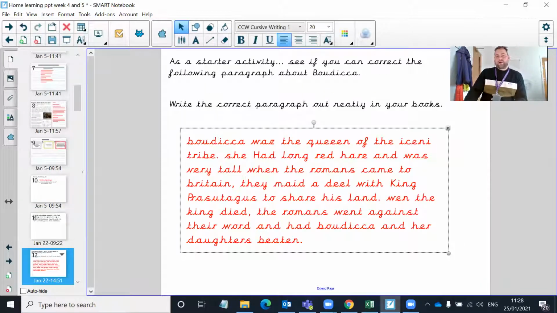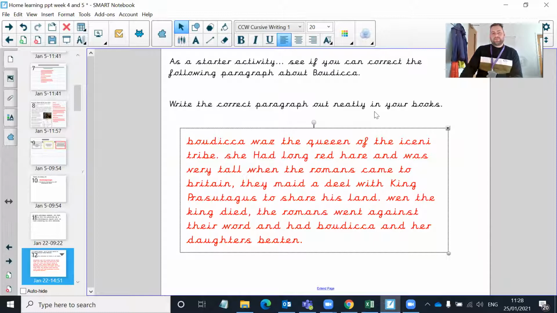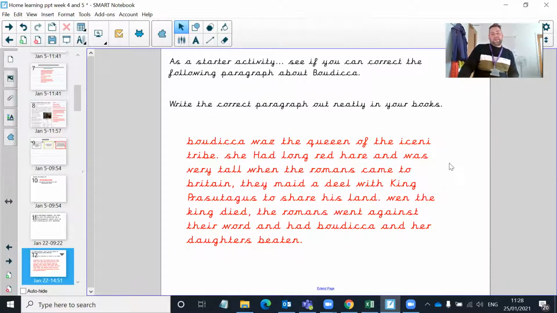Now, as a quick starter activity, this is what I would like you to do. Can you please rewrite this paragraph correctly in your books? There are some mistakes that have been made, and what we'll do is, once you've paused the video and done this, it should take you about 10 minutes to do. We'll go through the answers and you can tick them as you go along. Okay, off you go. Pause the video.